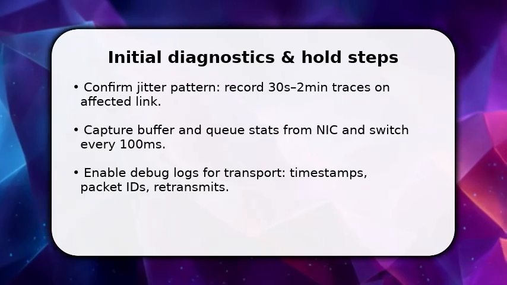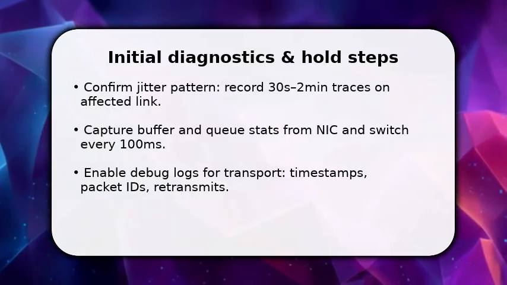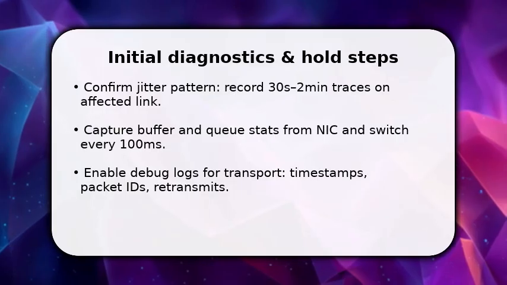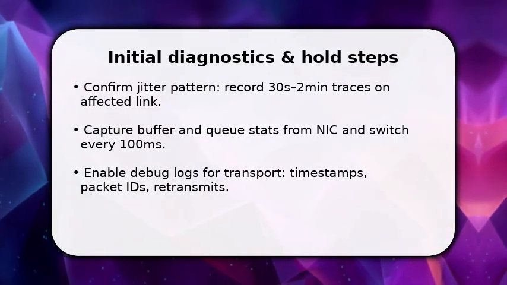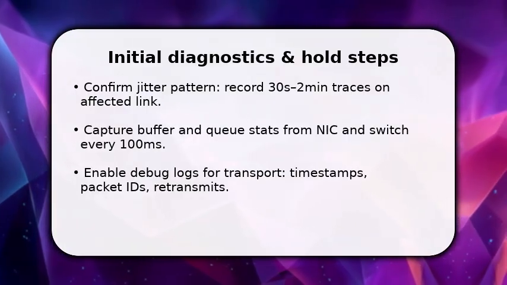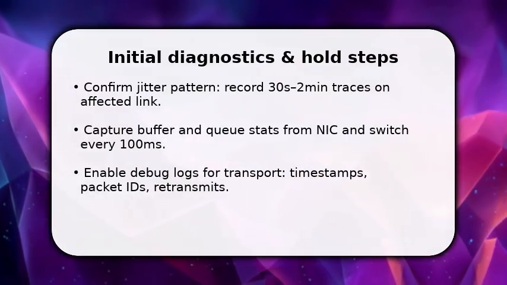Enjoy the video. You start by isolating the deadlock window. Run a 30-second trace and mark where jitter spikes align with stalls. Next, pull NIC and switch queue stats at 100 millisecond intervals so you can correlate backlog with packet timing.